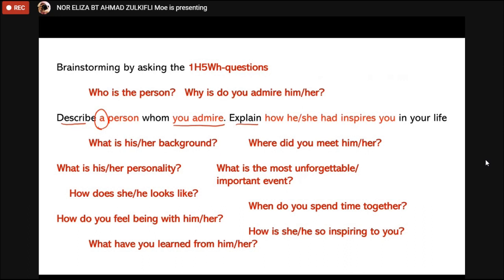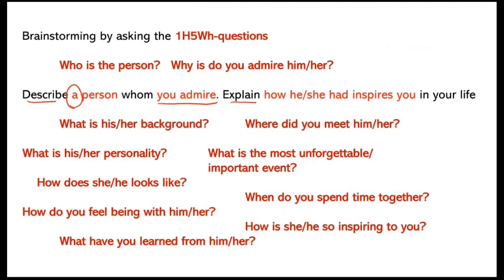When you describe, you must go into how you feel towards the person, what you see about the person, what is the impact of the person. So when describing, it can be anything as long as you talk about that person. And then explain. Explain is how he or she has inspired you in your life.